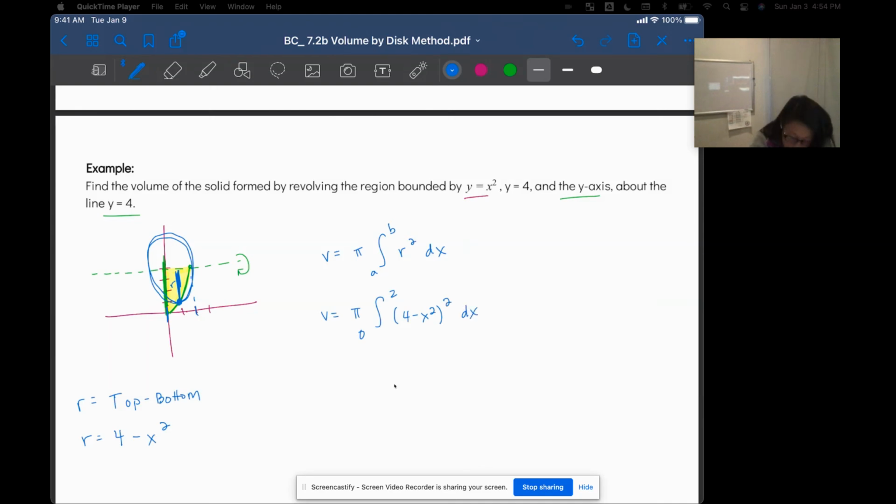And when I plug that in, I get the volume is equal to 17.067, or 17.06 repeating, times pi. Whew, almost forgot my pi.